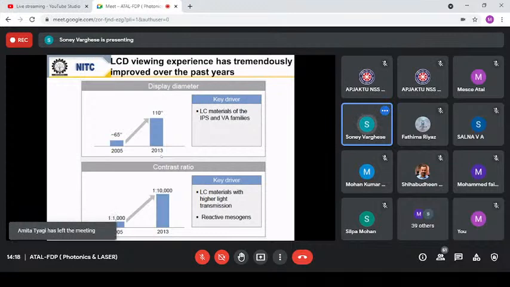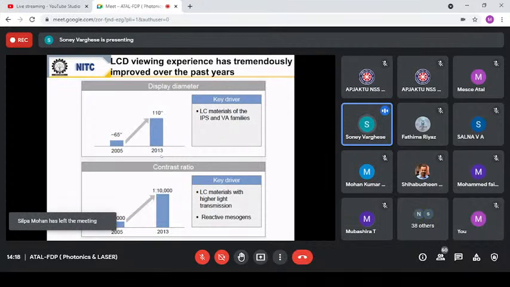So the higher the contrast ratio, you can expect beautiful images, right? And there is a lot of improvement on the material aspects to improve the contrast ratio, right? So nowadays, I think what we are getting, it can even go around 1 lakh contrast ratio. So the huge difference in contrast ratio leads to beautiful, vivid, lively images, right?